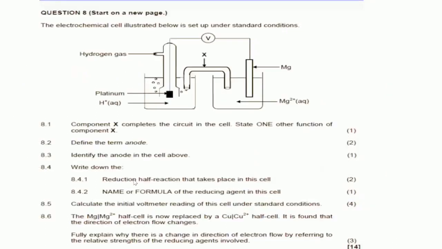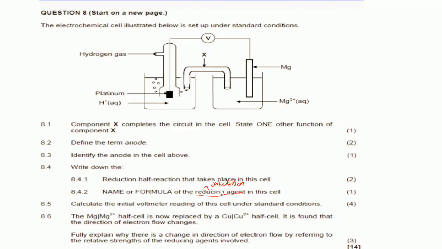Then 8.4.2 says name or formula of the reducing agent in the cell. So what is a reducing agent? Do not be confused. The reducing agent is one that undergoes oxidation. This is a substance that will undergo oxidation, but in the process, it reduces the other substance. It causes the other substance to gain electrons, right? So which one is the reducing agent?